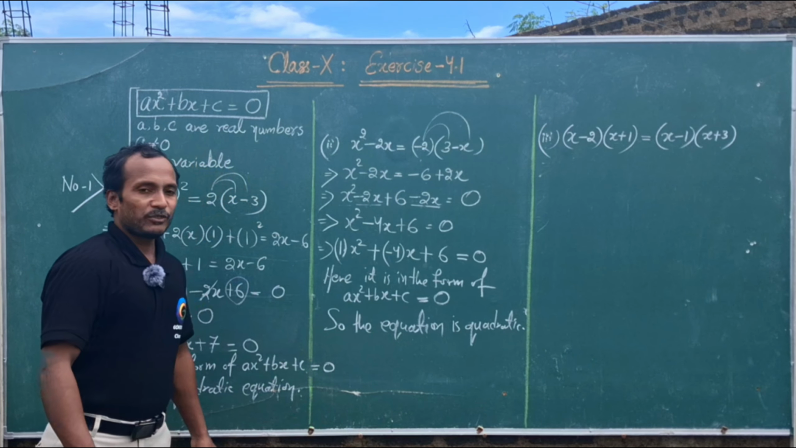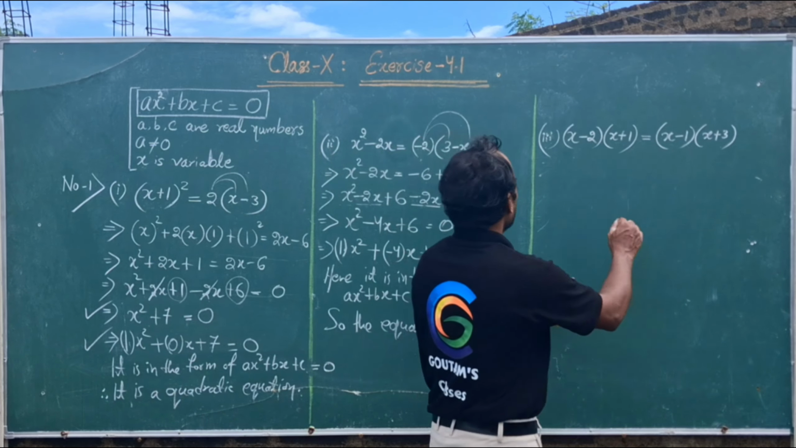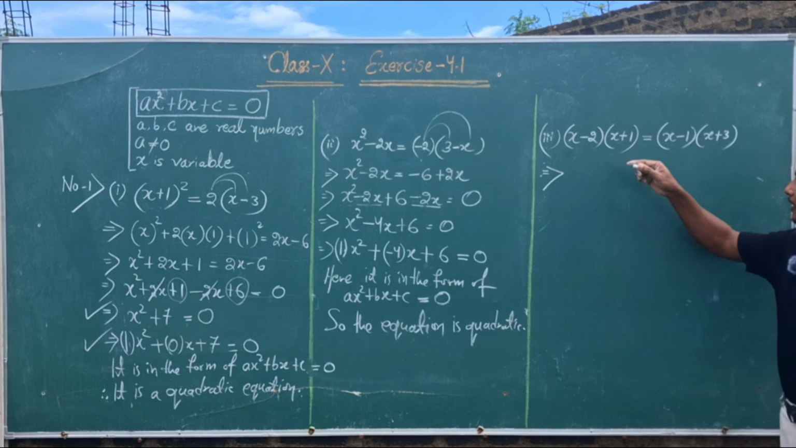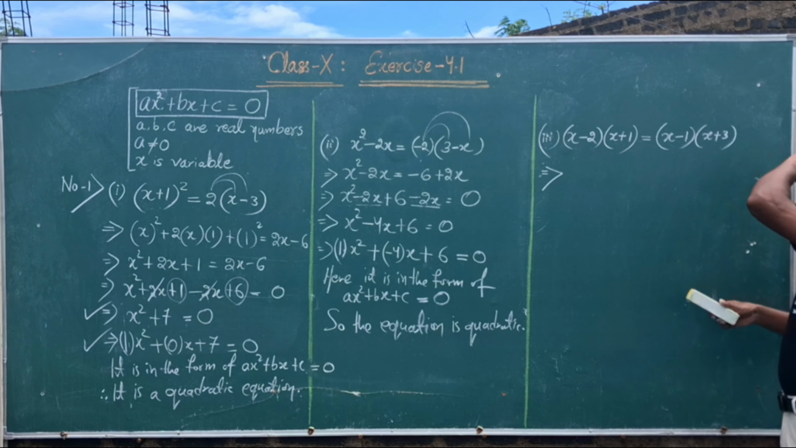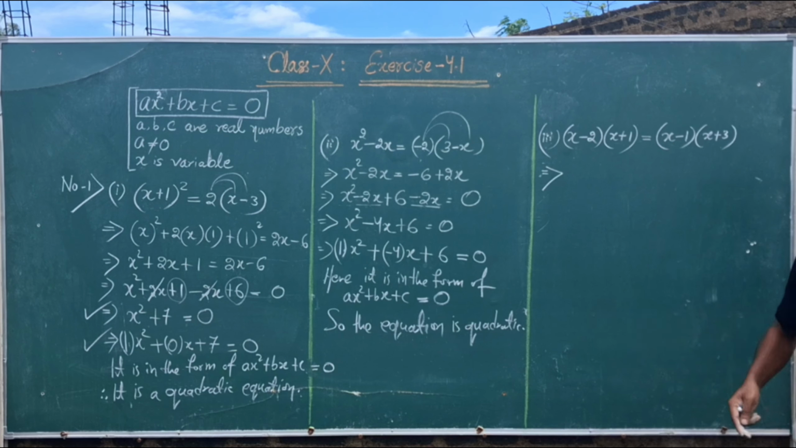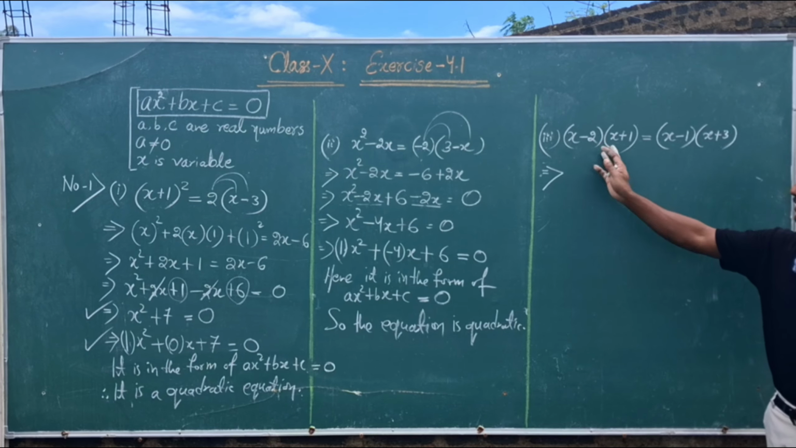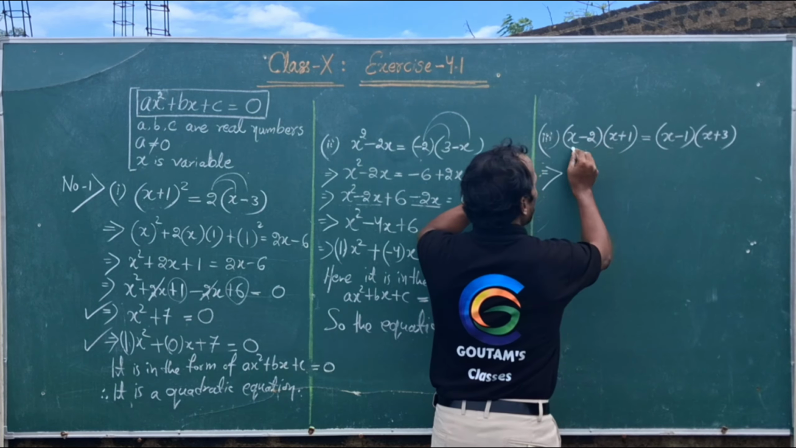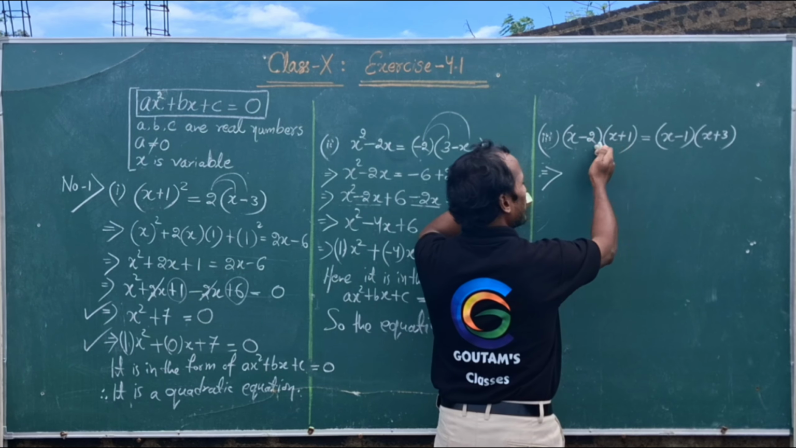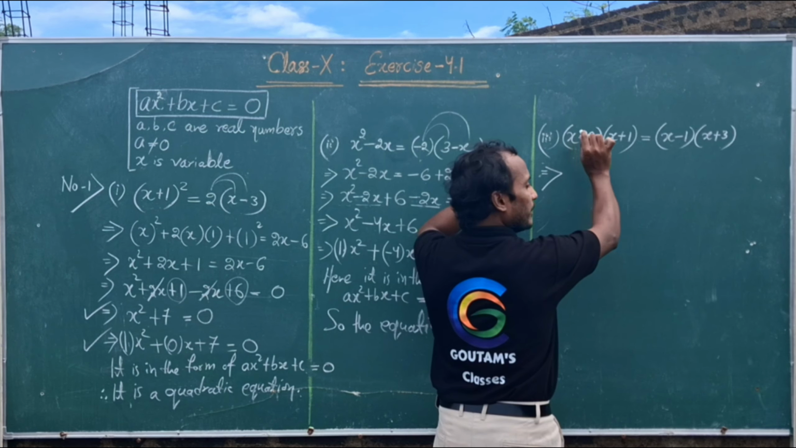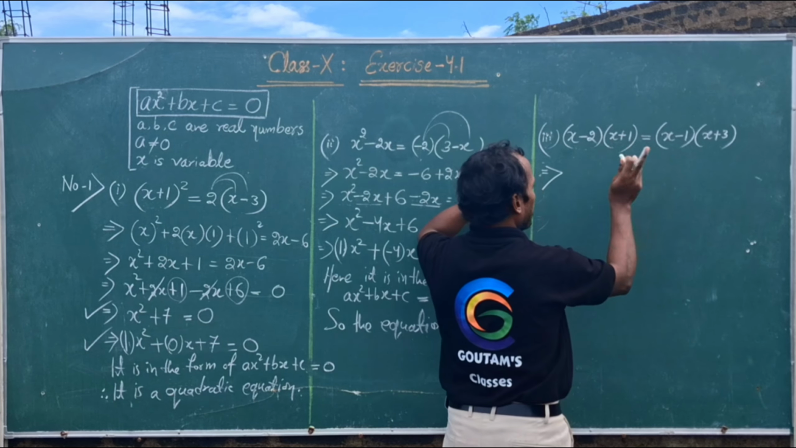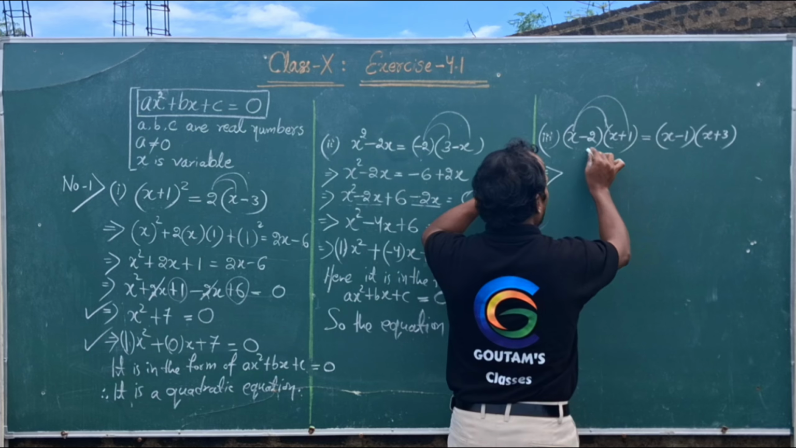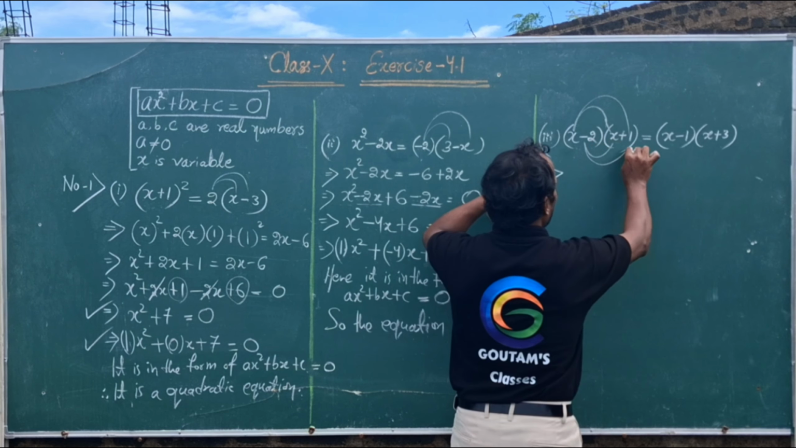Okay, let's move on to triple I. Here you have x minus 2 multiplied with x plus 1, and then on right side you have x minus 1 multiplied with x plus 3. So on left side, let me multiply first by using distributive property. When you have two linear expressions multiplied, all the terms of one expression will get multiplied with all the terms of the other expression by distributive property. So x multiplied with x, x multiplied with 1, minus 2 multiplied with x, minus 2 multiplied with 1.